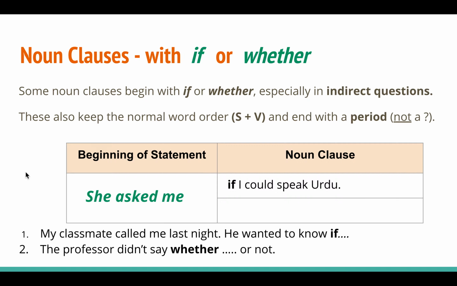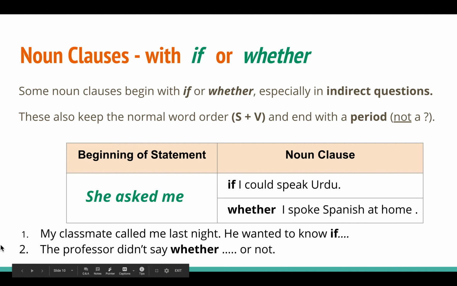We could also say she asked me whether I spoke Spanish at home. Can you think of the direct question she might have asked? It could be, do you speak Spanish at home? Yes or no, right? So again, using if or whether in the noun clause means that the original question had to be a yes or no question. If it's not a yes or no question, we would use a WH question word, like she asked me who speaks Spanish, right? So we would use the word who because it's not a yes or no question.